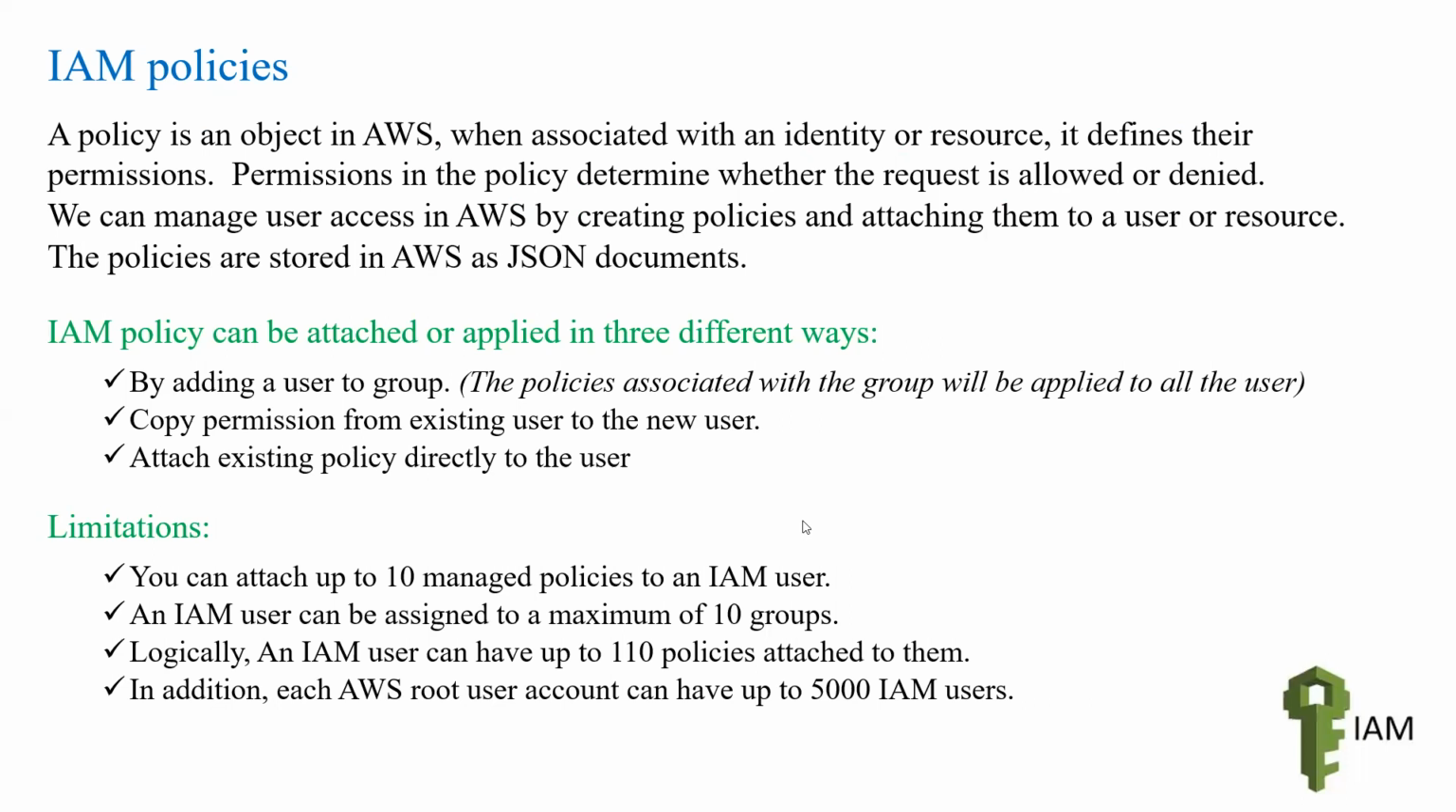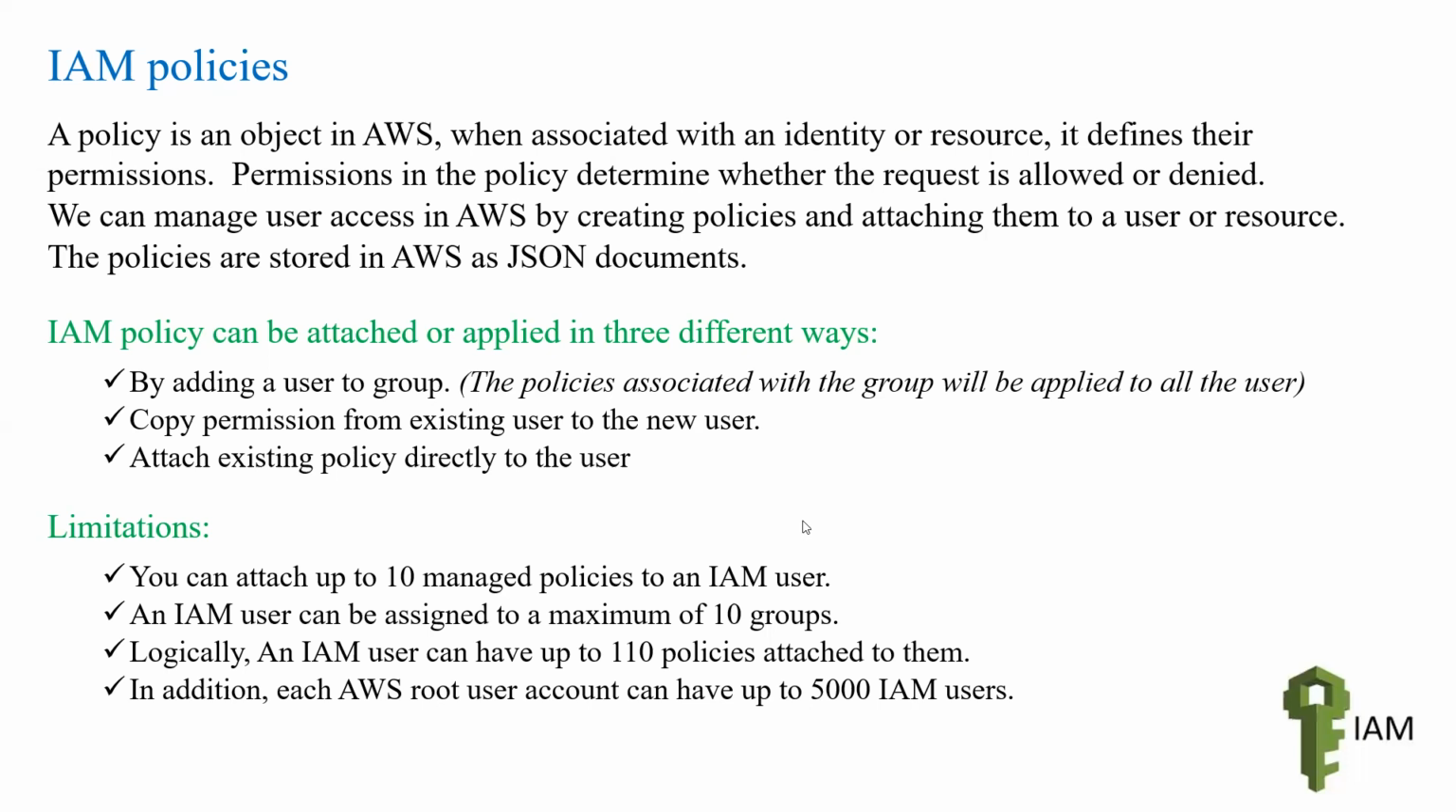What needs that defines their permission, what it can do, what it cannot do. So permission in the policy determines whether the request is allowed or denied. So we can manage user access in AWS by creating policies and attaching them to a user or resource. These policies are stored in AWS as JSON documents.